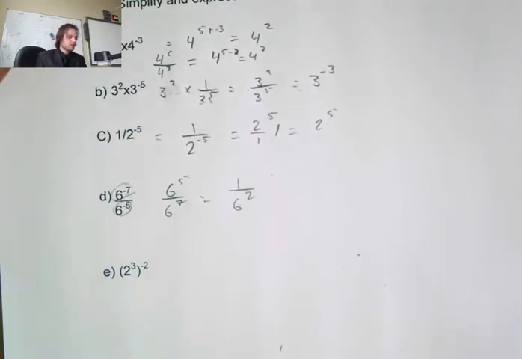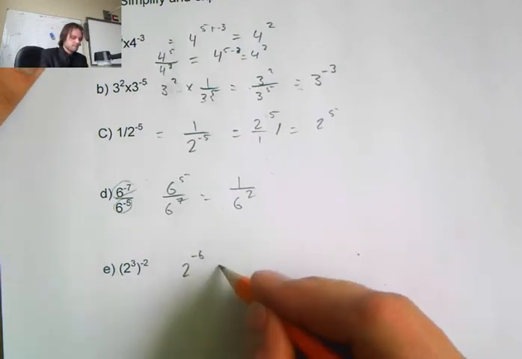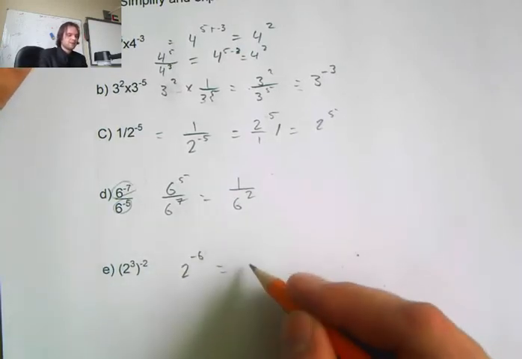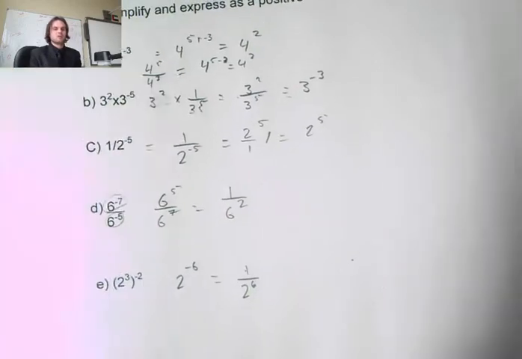Okay? Let's take a look at this next one here. 2 to the 3, all to the negative 2. That's 2 to the negative 6. Well, I have to take the reciprocal because it's negative. That is 1 over 2 to the power of 6. There we go. Done!